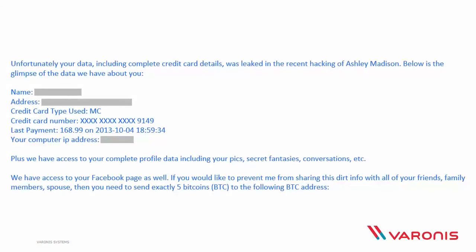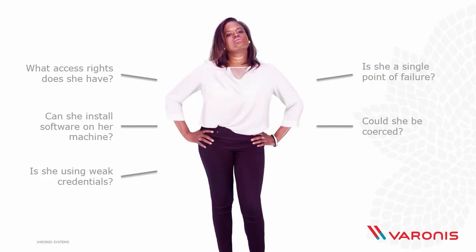This is blackmail. If we go back to Hillary and consider what might happen if someone attempts to blackmail her, or threaten her, or otherwise put her under duress, she can then be coerced into performing actions as an insider, which she would never normally do. Hillary's not a malicious person, but circumstances have panned out such that this external threat actor has coerced her into doing something that she would never normally do.